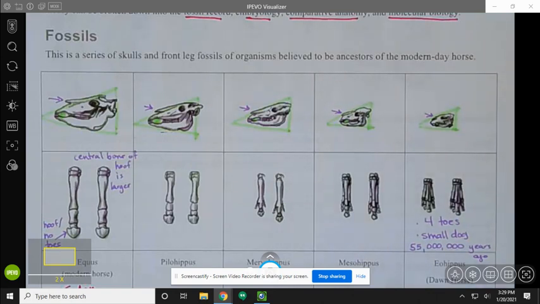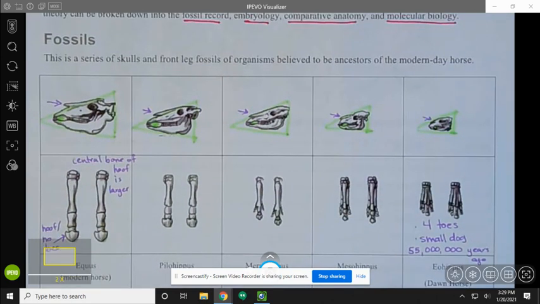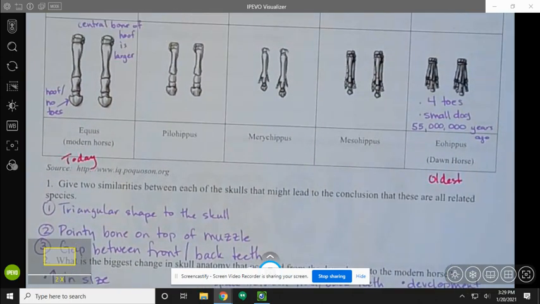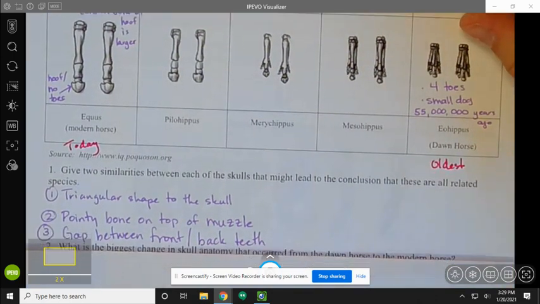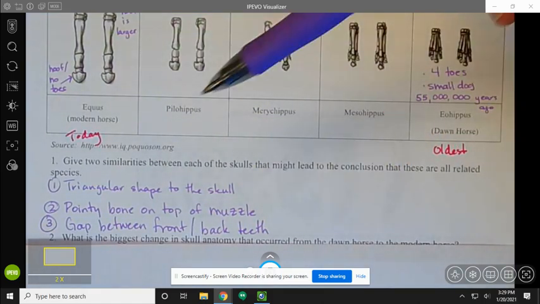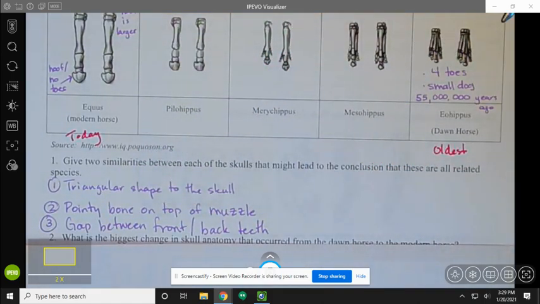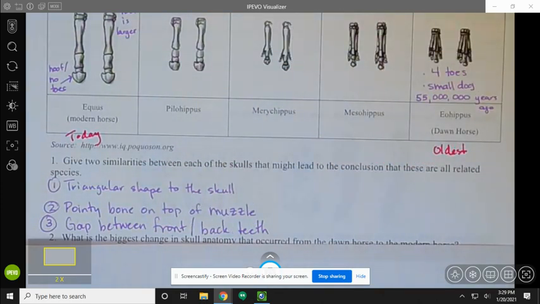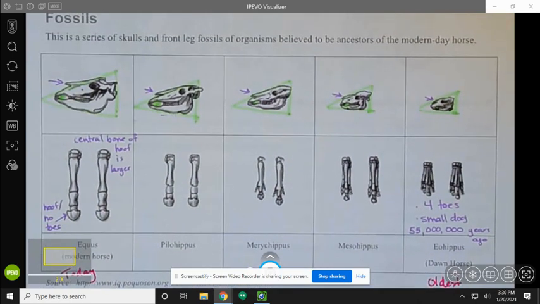Okay, now that you are back with us, let's take a look at some of the examples that we talked about in class over a long period of time. We said in class that there's a triangular shape to the skull. We said that there's a pointy bone on top of the muzzle, and we said that there's a gap between the front and back teeth. You may also have other similarities. There are some more that you could come up with, but these are 3 of the top ones that we've come up with over time. And so let's look at those.